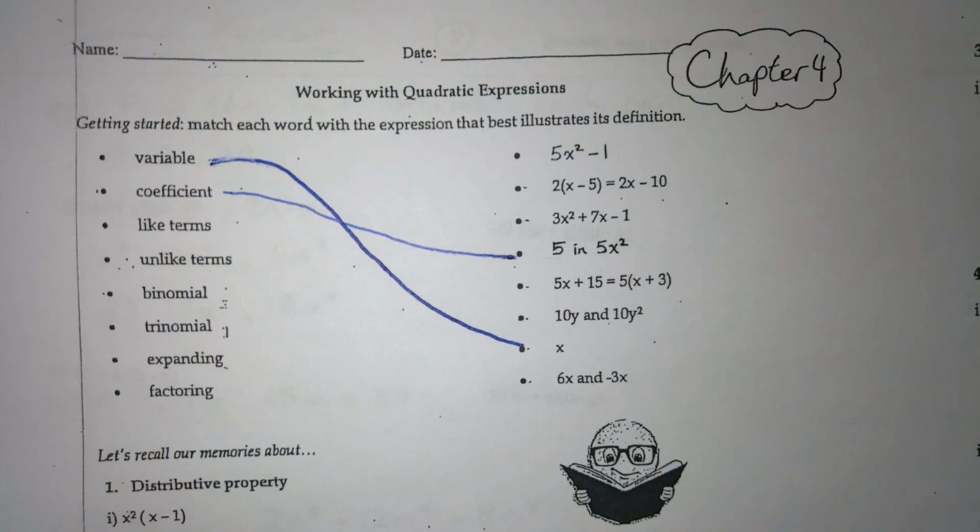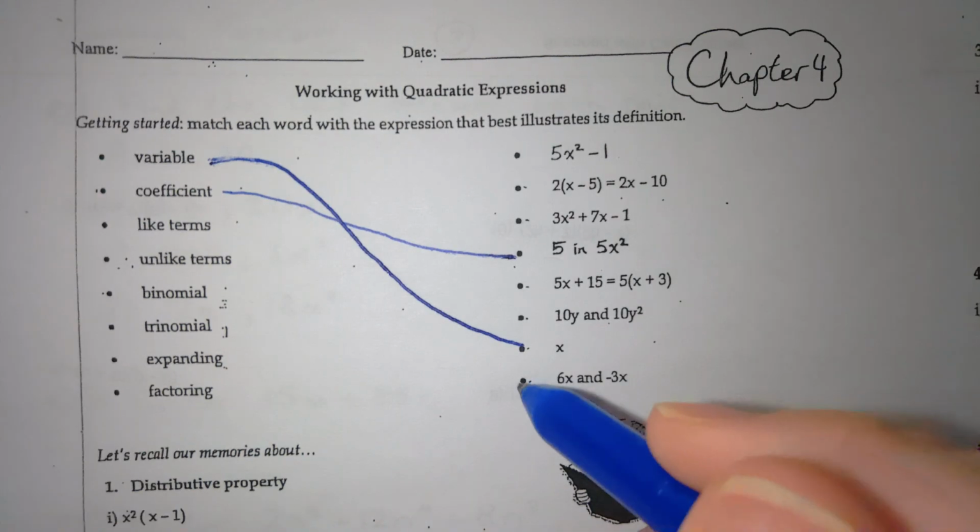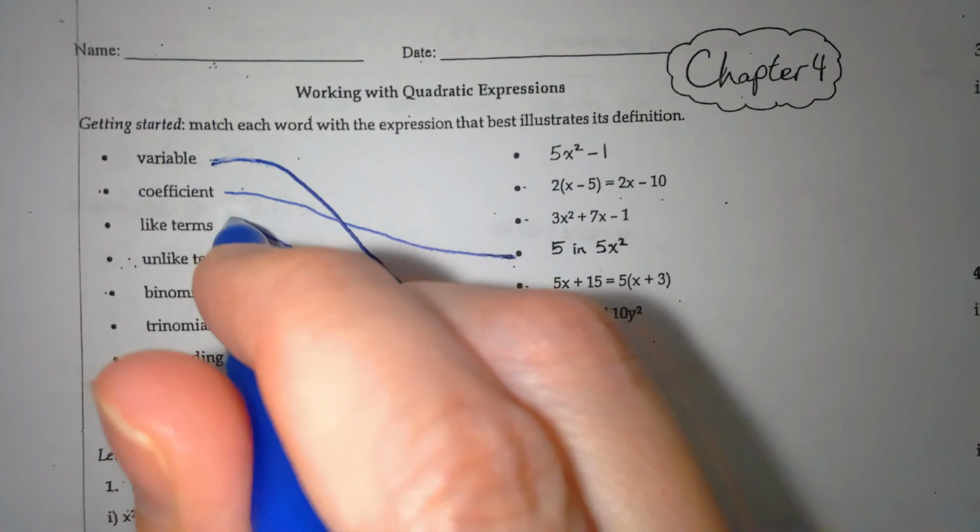Like terms. Jonathan? 6x and negative 3. Right. Good. So let's say you have 6 apples and negative 3 apples. These are the same type, so they are called like terms.